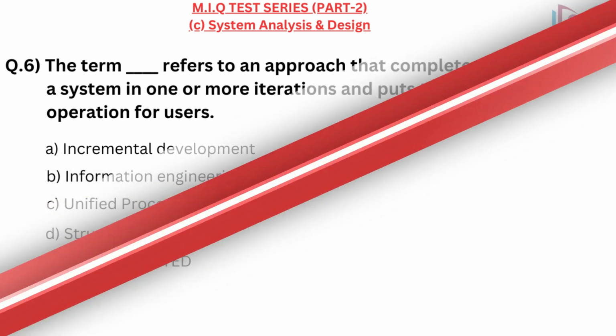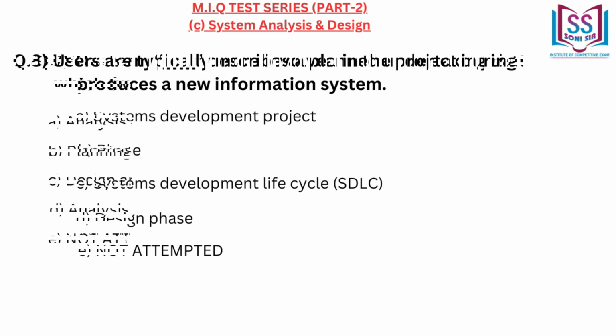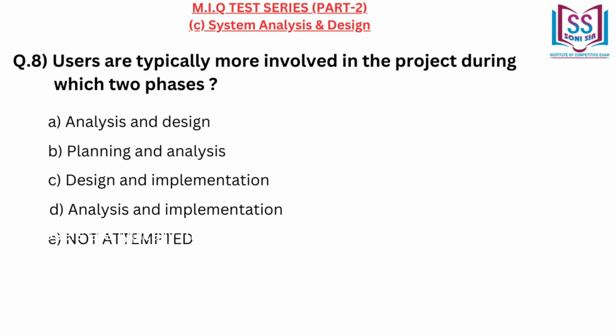The term dash describes a planned undertaking that produces a new information system. A. Systems development project. B. Phase. C. Systems development life cycle, SDLC. D. Design phase. Users are typically more involved in the project during which two phases? A. Analysis and design. B. Planning and analysis. C. Design and implementation.